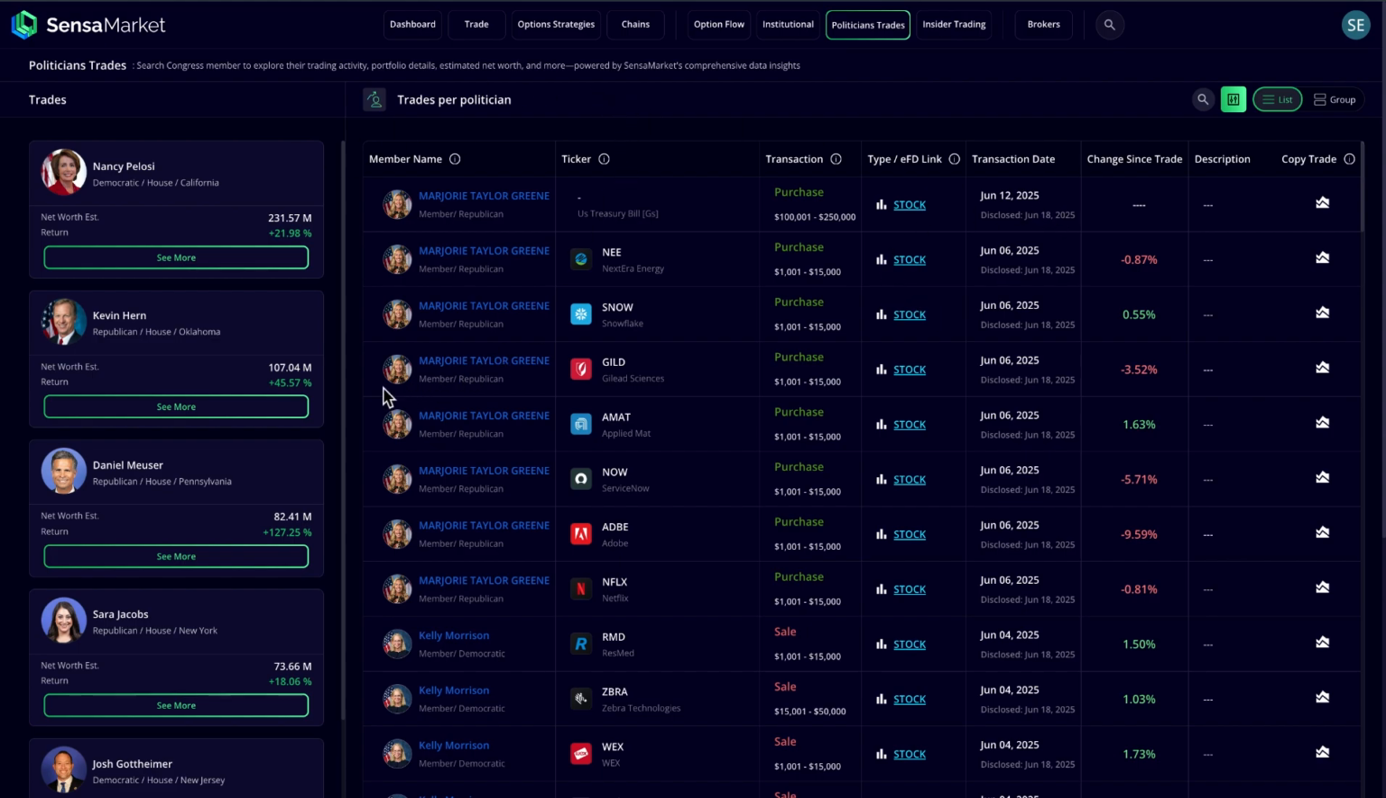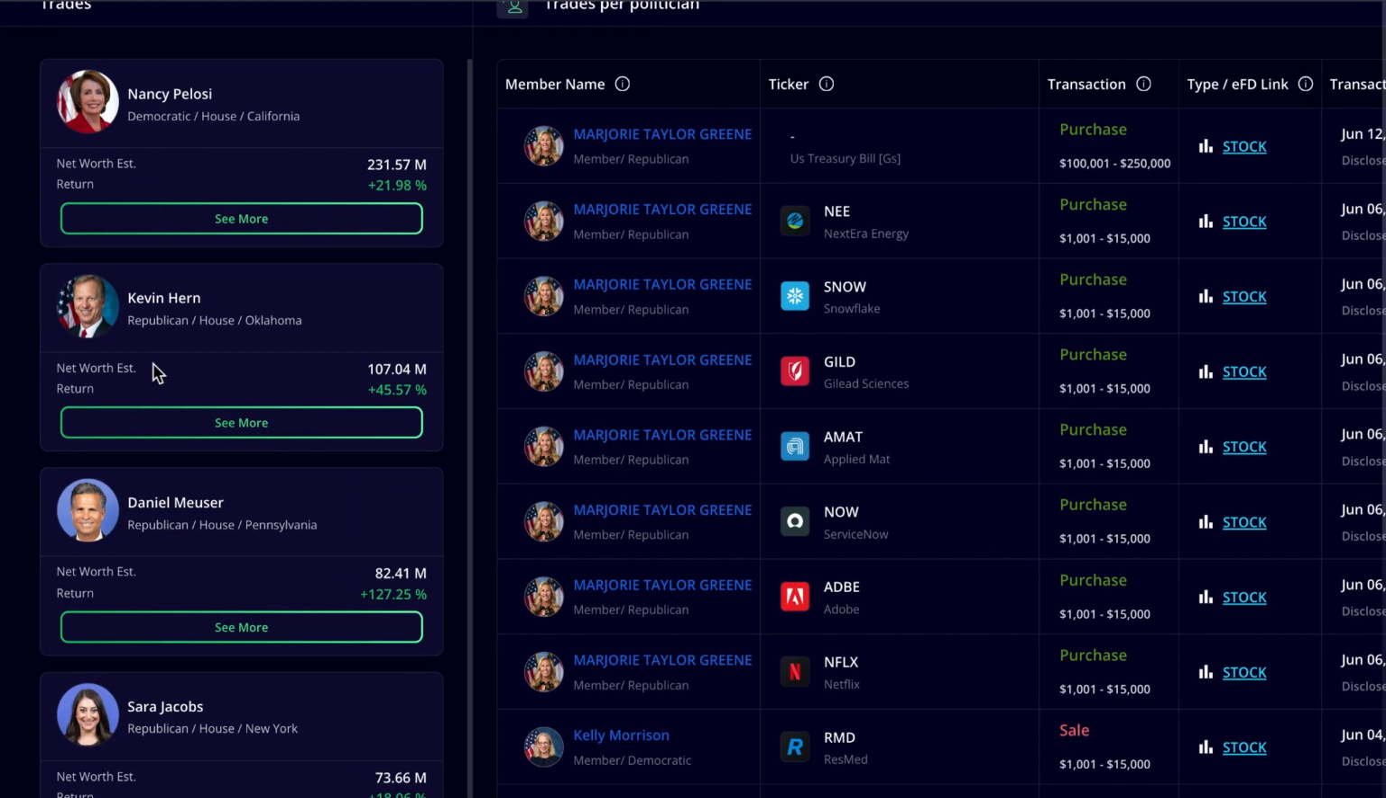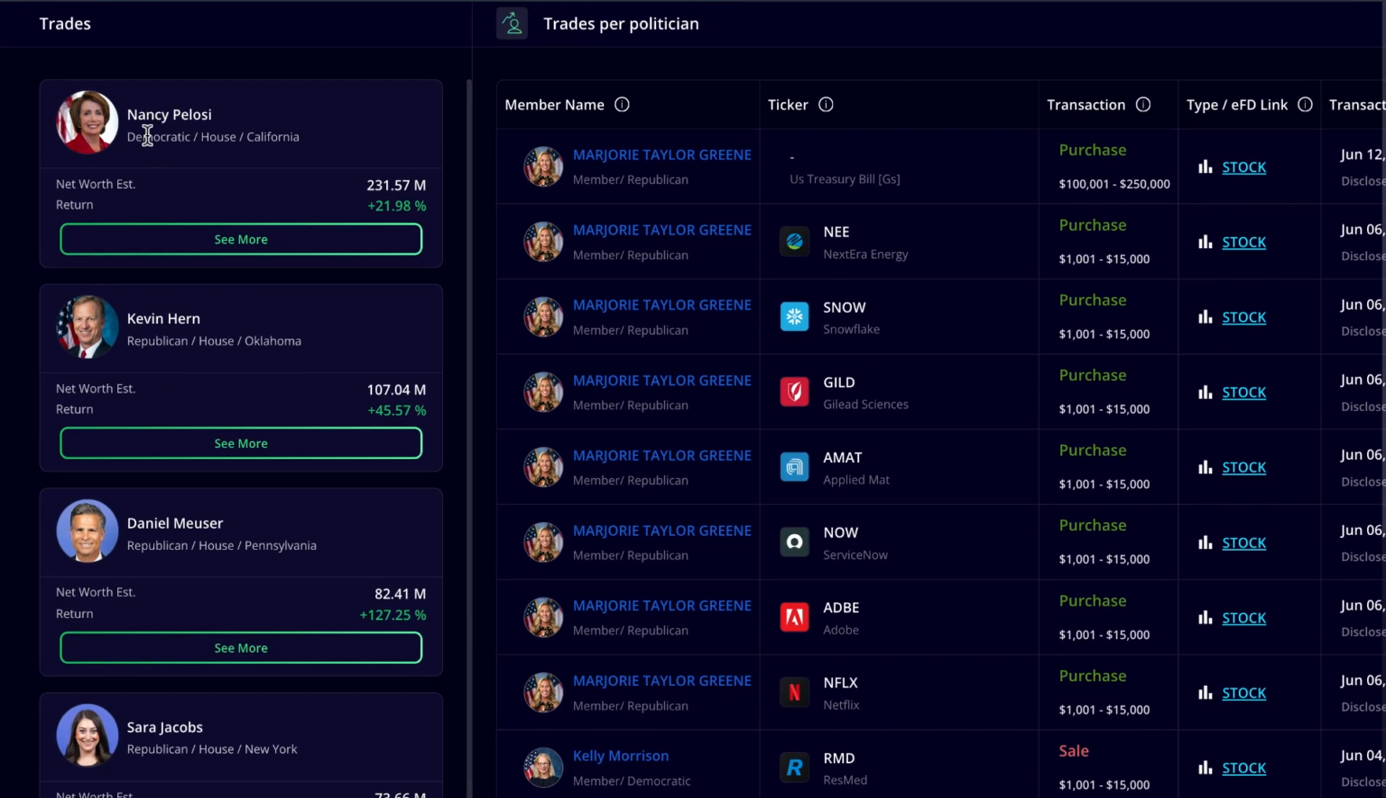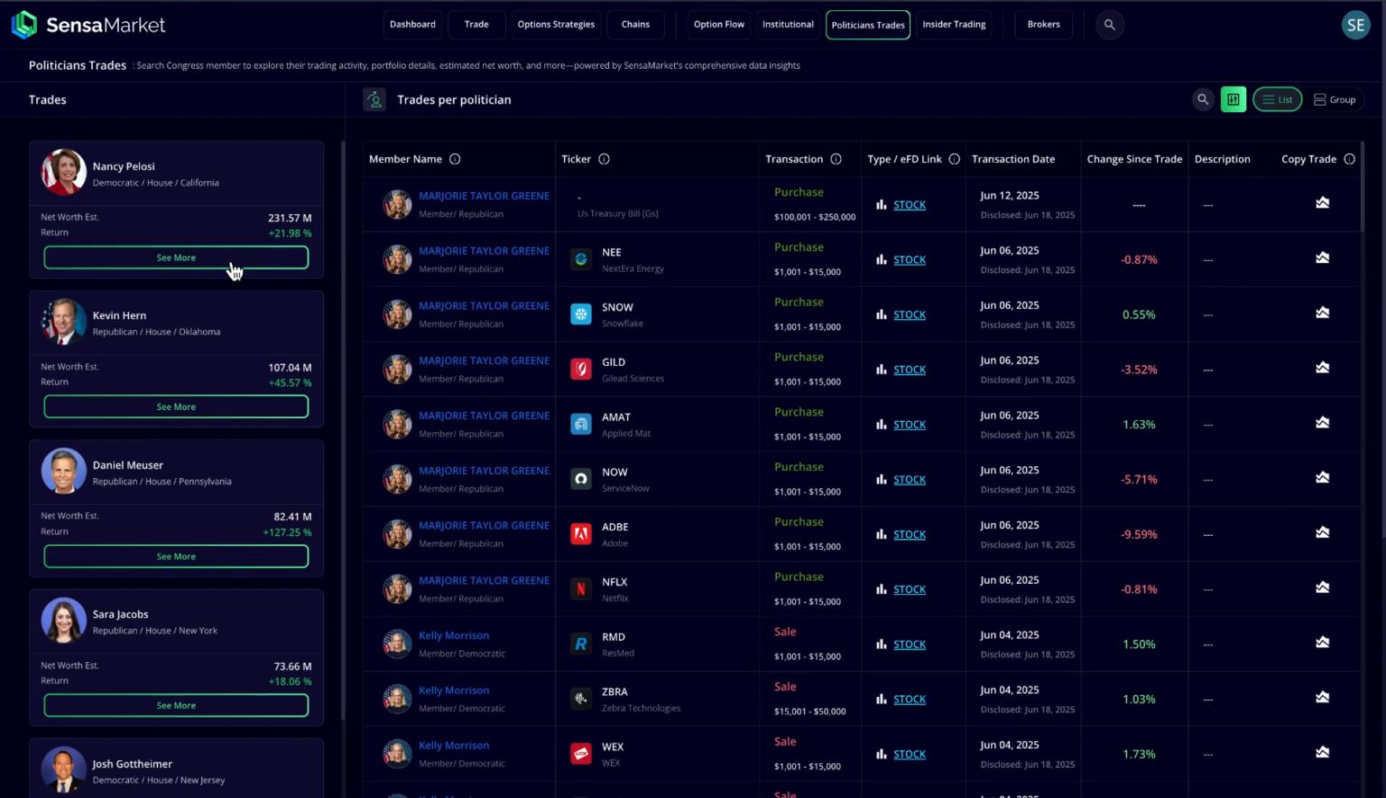This is the main dashboard for tracking political trading. It's split into two main sections. So here you have a list of prominent politicians. Each card gives you a quick summary, including their name, their party, and chamber, e.g. Democrat House, their estimated net worth, and their portfolio's recent return percentage. You can click See More on any card to go to that person's dedicated page.